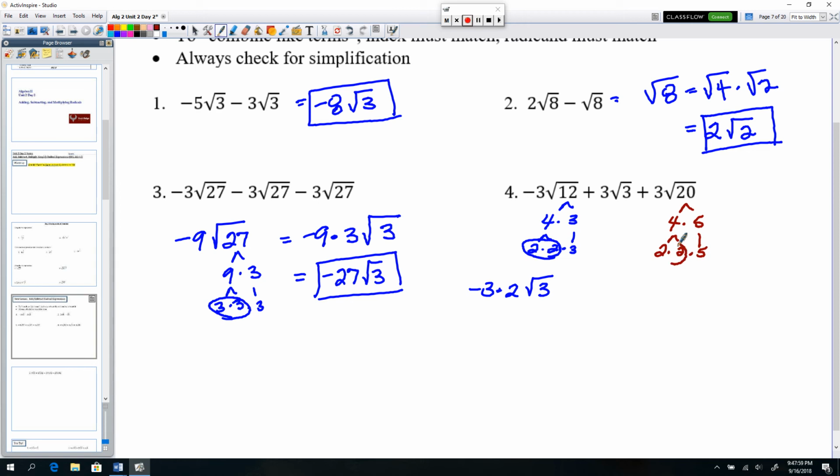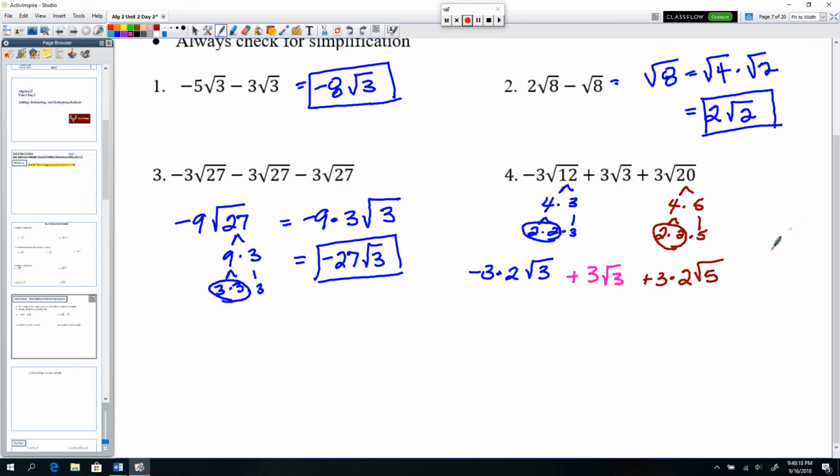So we found this nice little pair here. We are going to pull out one of those 2's to represent that pair and leave behind the 5. And then I'll go ahead and pull down 3 square roots of 3 and see what we have left here. We have negative 6 square roots of 3 plus 3 square roots of 3 plus 6 square roots of 5.